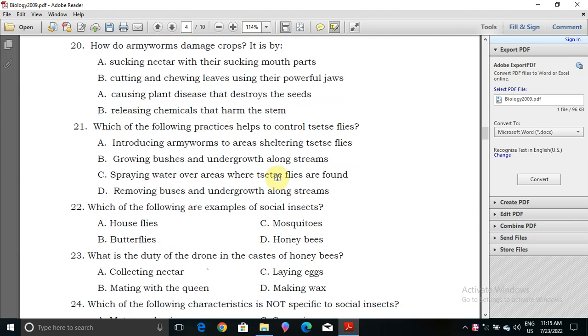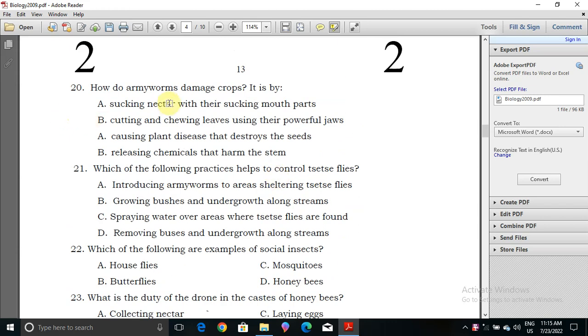Now question number 20. How do armyworms damage crops? Is it by sucking nectar with their sucking mouth parts? No. Cutting and chewing leaves using their powerful jaws? Yes.